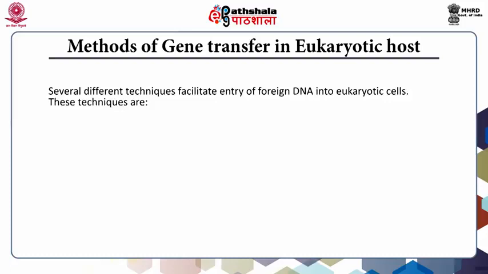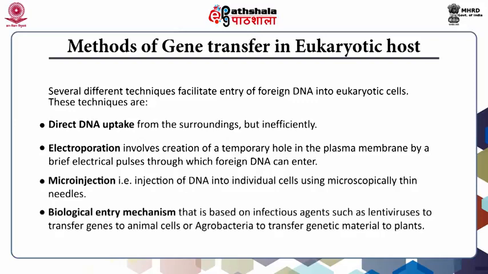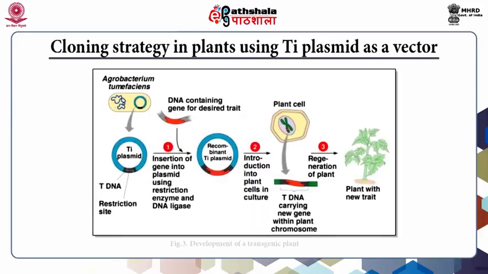Some of these techniques involve direct DNA uptake, electroporation, microinjection, and entry by biological means, which involves the use of infectious agents such as lentiviruses to transfer genes to animal cells or agrobacteria to transfer genetic material to plants. Once the DNA finds its entry inside the cell, it is incorporated into the cell's genomic DNA by genetic recombination.